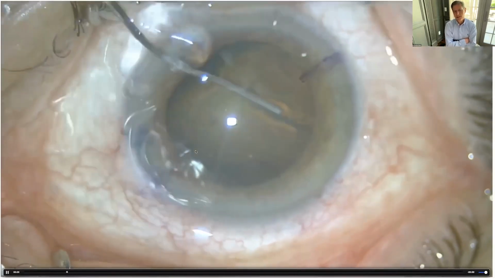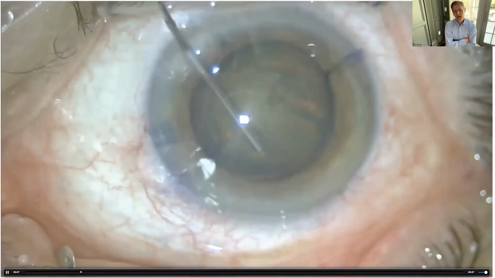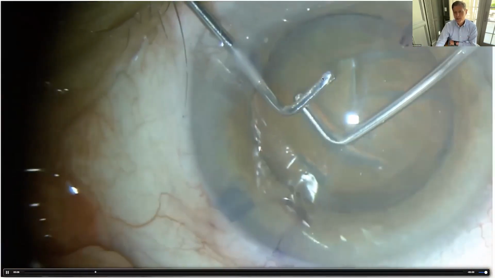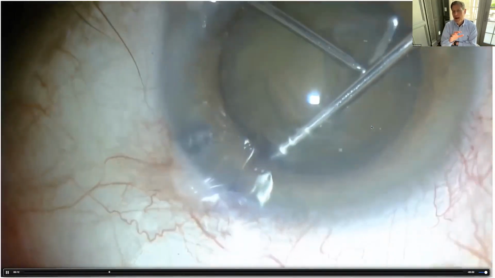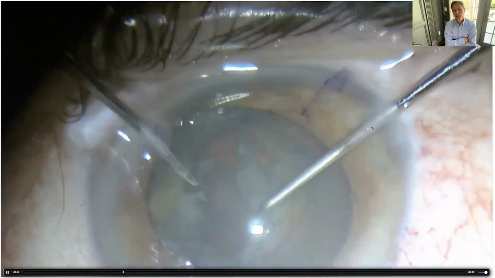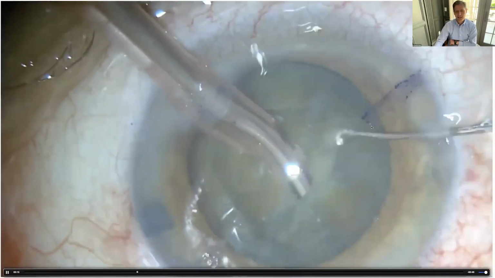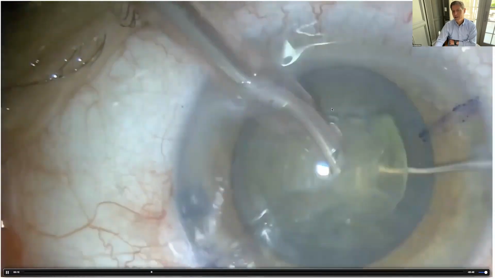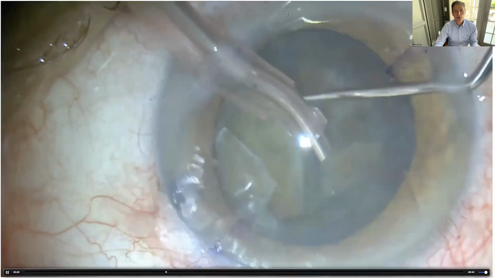It's the same trick, hydrodissection. Here, as you can see, we see the golden ring. So that's where we have to engage our nucleus and fracture it again. And then you can continue to do your chopping technique. So that is my technique for soft cataracts.